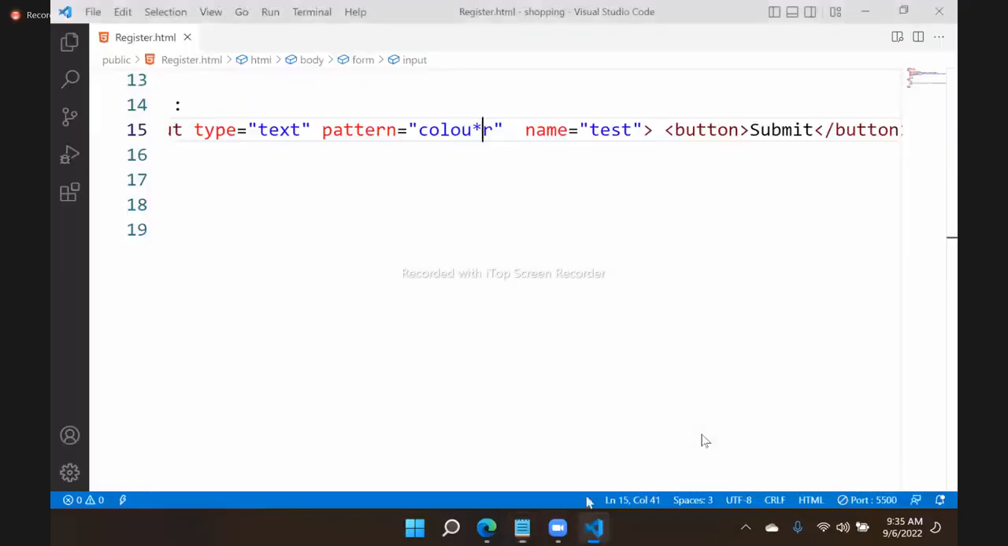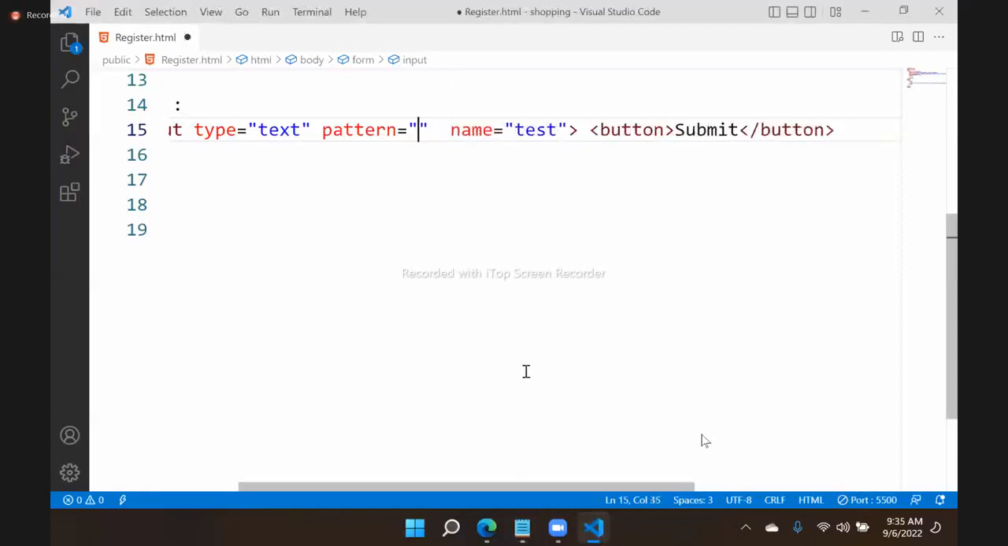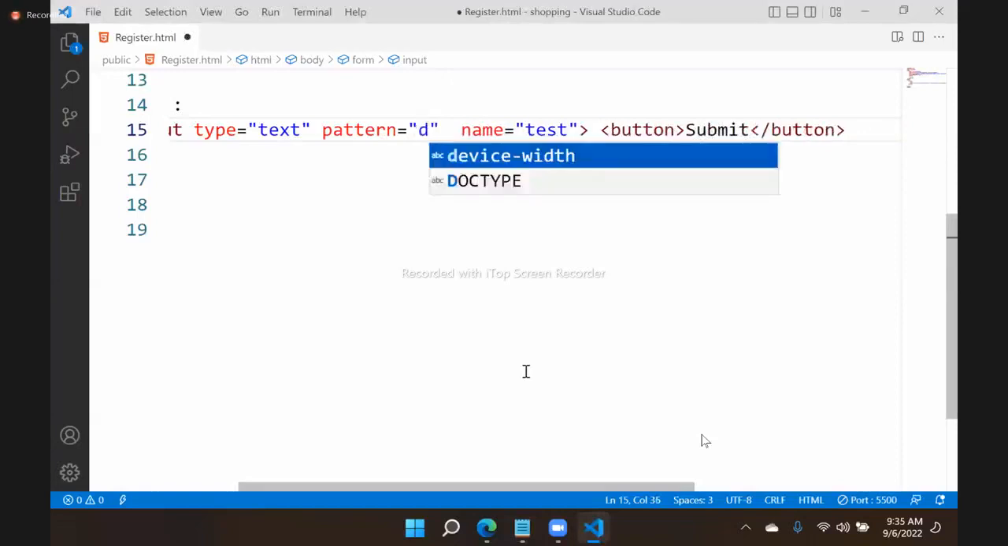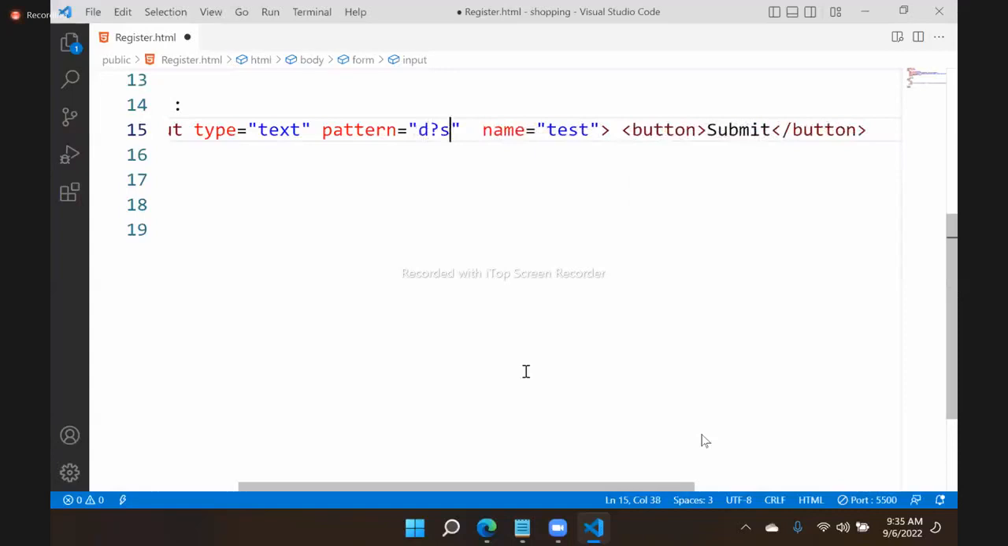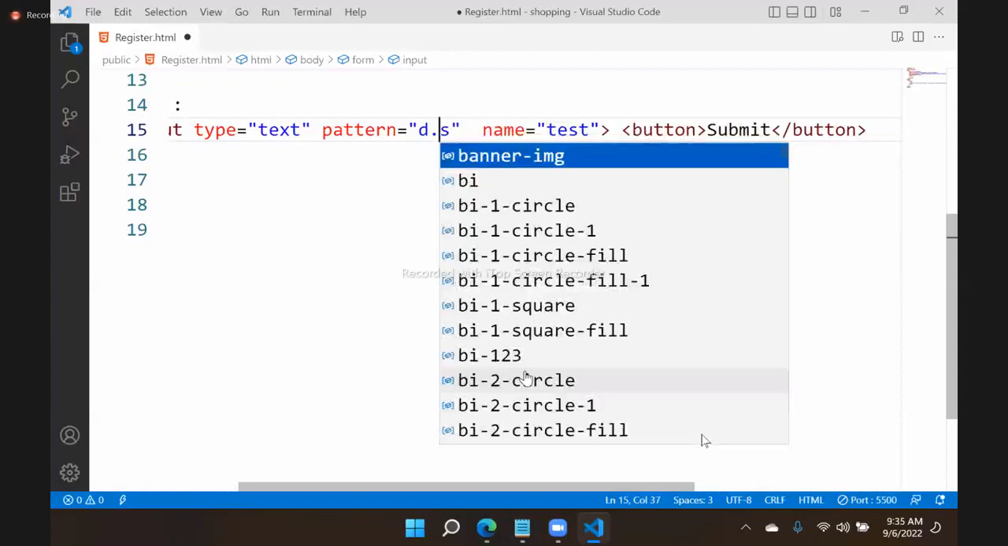For example, suppose I am typing here. Suppose I defined D question mark S. This indicates D can be how many times? 0. Suppose I give a dot here, so that means first character must be D, last character must be S, and in the middle anything. Alphabet, number, special character, anything.